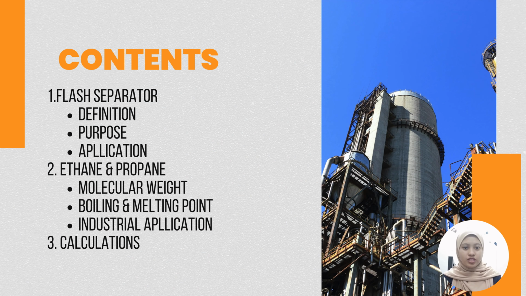In our presentation video, we will start with a brief explanation of the flash separator, including its definition, purpose, and applications. Next, we will discuss the two substances involved in this project, ethane and propane, focusing on their molecular weight, boiling and melting point, as well as their industrial application. Finally, we will present the calculation involved in the flash separation process to demonstrate how it works in practice.